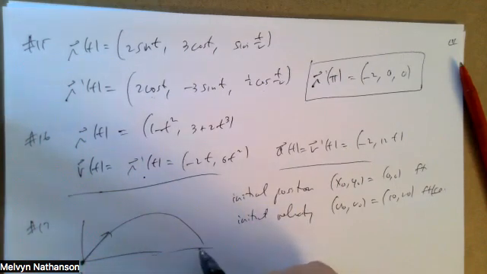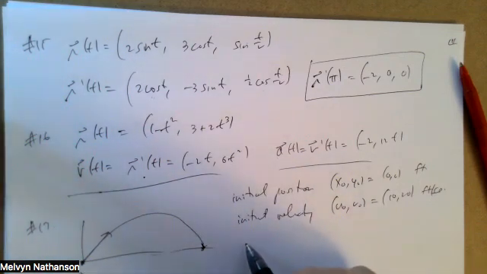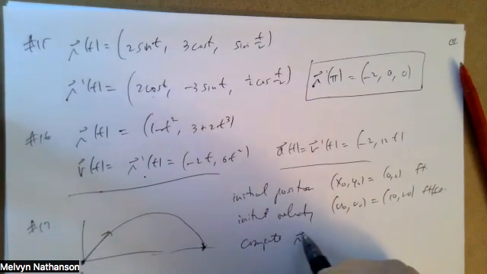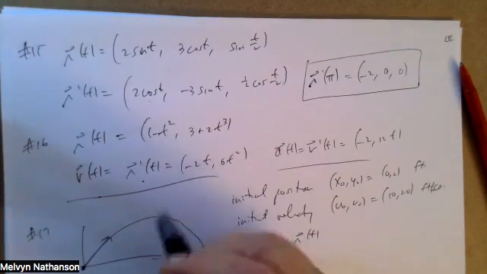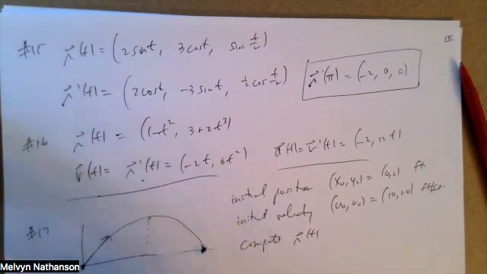So the particle is going to go flying in some parabolic arc, and so it hits the ground. So I want to compute r of t, the position of the particle at time t. And I want to find out at what time it hits the ground, at what point it hits the ground, and its maximum height in its trajectory.